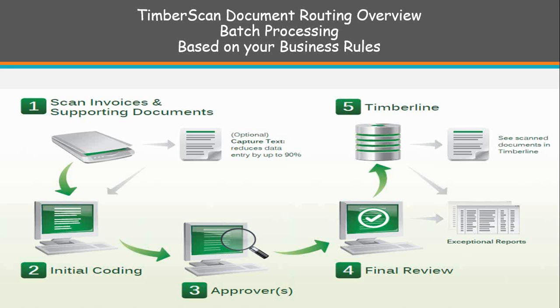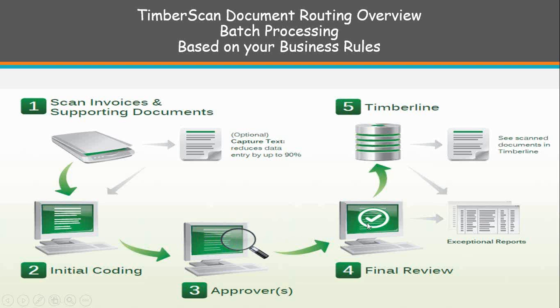Then what we do is we send it off in step 2 to what we call initial coding. This is basically where accounts payable will pick the invoice up, and they will start the AP invoice entry process here in TimberScan. What we've done is we've extracted all of the AP invoice entry functionality that currently exists in Timberline, and it's available to us in TimberScan with a number of other features built around it. So we're going to start the AP invoice entry process here, send it off to the approvers within TimberScan, and then as the approvers go through, they approve the invoices in TimberScan.